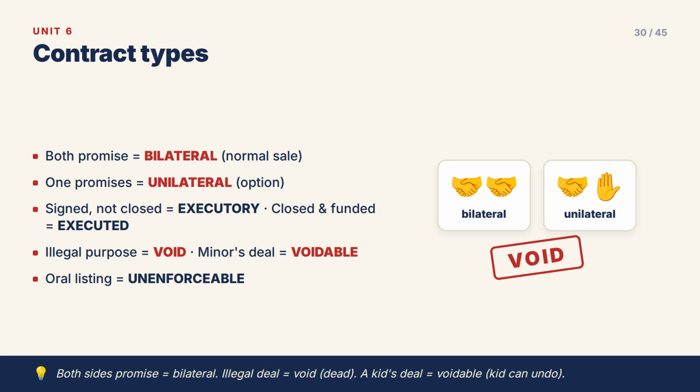Both sides promise: bilateral. That's every ordinary sale, even a handshake-sounding one, like Jerry agrees to buy Mark's farm. Only one side promises: unilateral, like an option where the seller must sell but the buyer is free to walk.